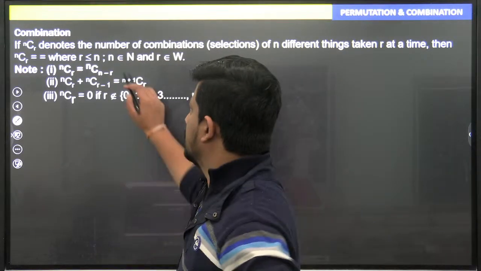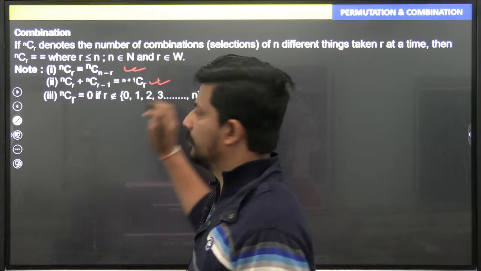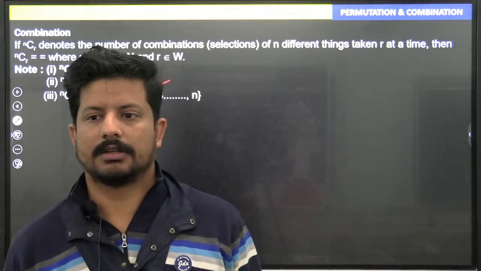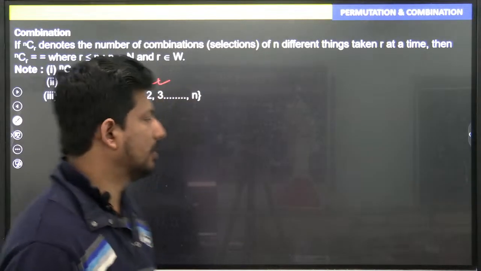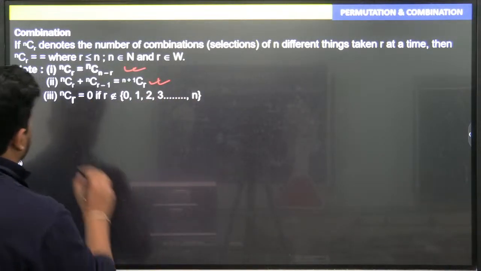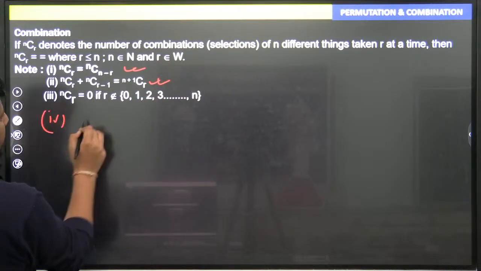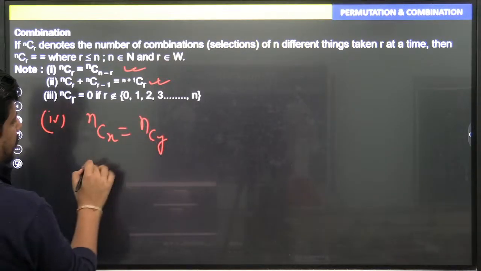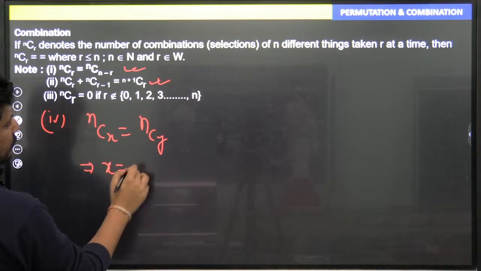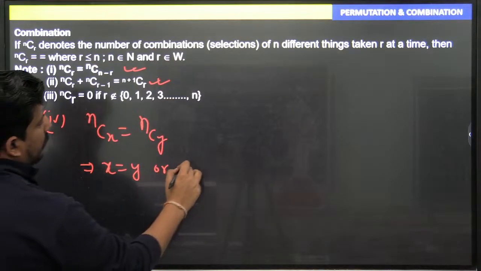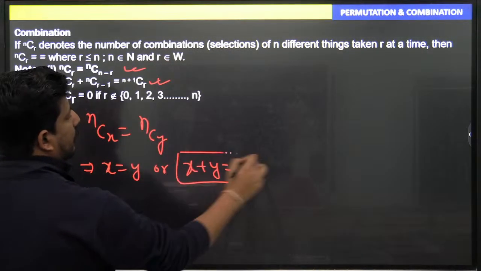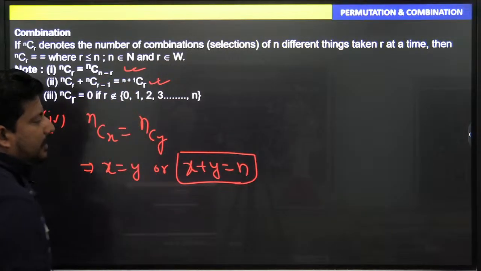And these things we already did in our binomial theorem class, so I am not going to prove these things. Hope you are following. And one thing also you need to know, make it a 4th point: nCx is equal to nCy. It means either x equals y or x plus y equals n.